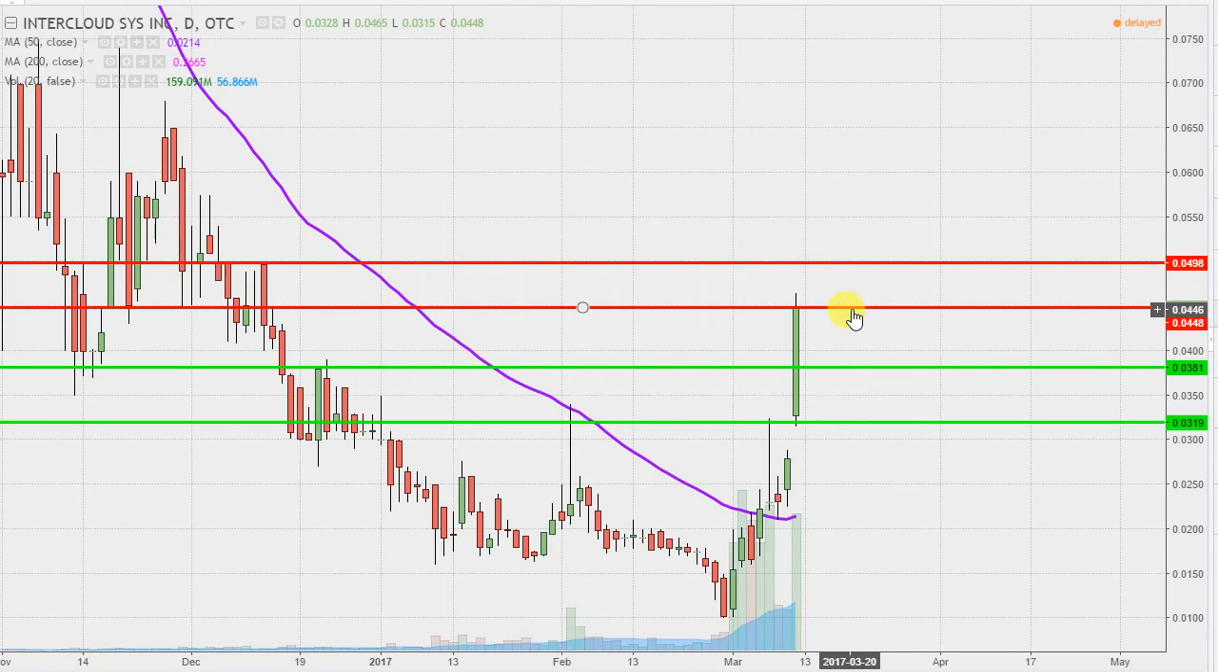But no doubt about it, very nice past couple of weeks. And as I've been saying and will continue to say, as long as the price keeps on putting in these higher lows like it's been doing, the chart's going to continue to take care of itself.